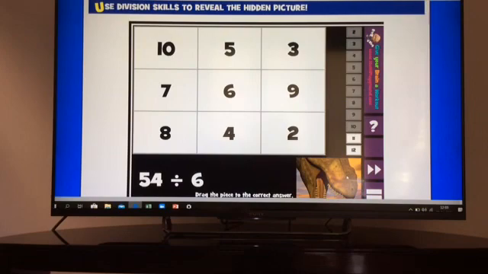Let's make a picture together. You will see a series of division number sentences at the bottom. The answers will be on the white grid. When you've found the answer, shout out the answer.